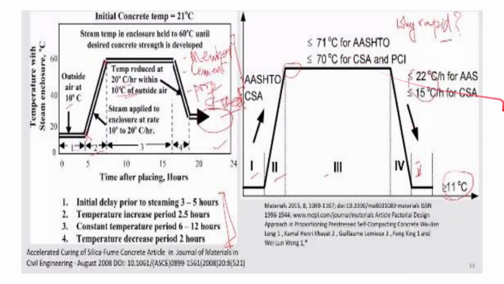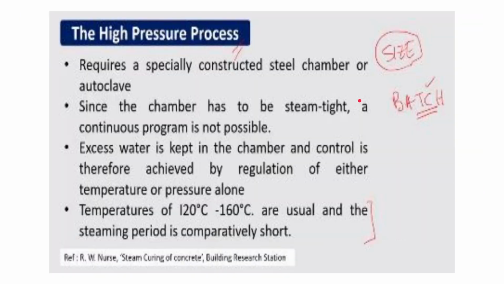These are some standard codes. And the rate of cooling should be less than 22 degrees and 15 degrees centigrade per hour, so that there is no extreme stress generated in the concrete which may result in failure due to brittleness. That is as per AASHTO and CSA codes. And the normal ambient temperature should be greater than or equal to 11 degrees centigrade. So these are some of the guidelines that need to be kept in mind.